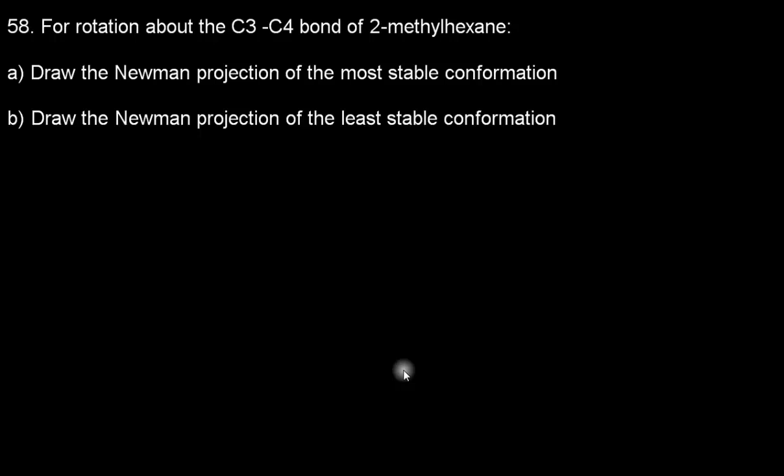Okay, question 58. For rotation about the C3 to C4 bond of 2-methylhexane, the book is asking us for a couple of things. There are actually 4 sub-questions, A through D. I'm only going to do the first 2, and I'm going to let you play around with C and D on your own. So for the rotation about the C3 to C4, that's the first bit that we have to address. So first, before we actually do that, let's draw 2-methylhexane.